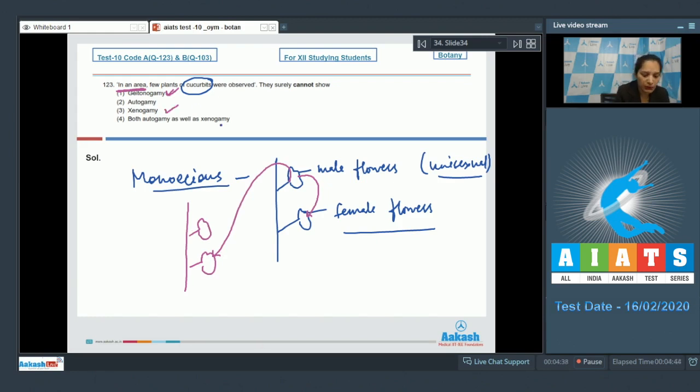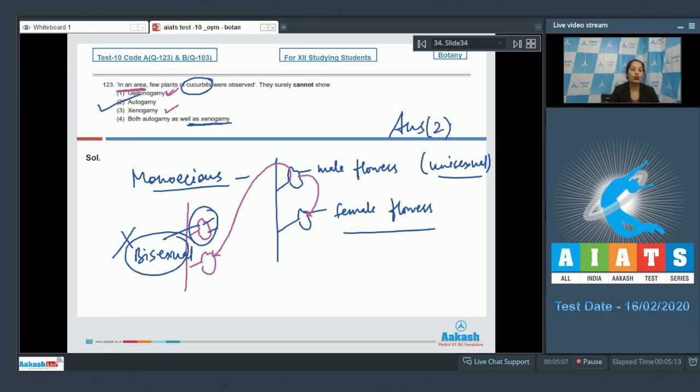Fourth option, both autogamy as well as xenogamy. No, we just discussed that they can show xenogamy. Now, second one, they cannot show autogamy. Yes, why? Because autogamy is transfer of the pollen grains to the stigma in the same flower. It means a flower should be bisexual, which is not the case here. The flowers are unisexual here. So the correct option for the given question is option number 2, meaning they cannot show autogamy. For autogamy, the flower should be bisexual. Let's move to the next question.